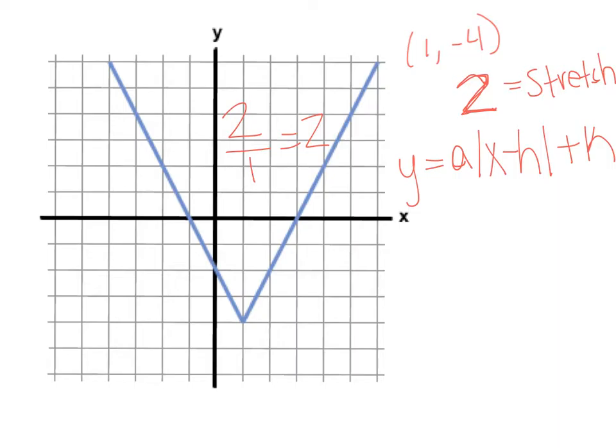So I plugged the stretch in for a. So y is equal to 2 times the absolute value of x minus h, and h is just whatever the x value of your vertex is. So my x value of my vertex is 1. So x minus 1. And then on the outside, the -4. And that is all I had to do. I'm done.